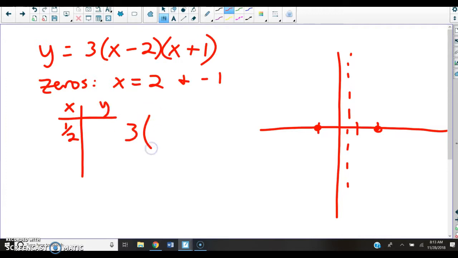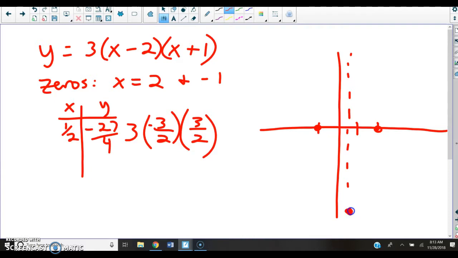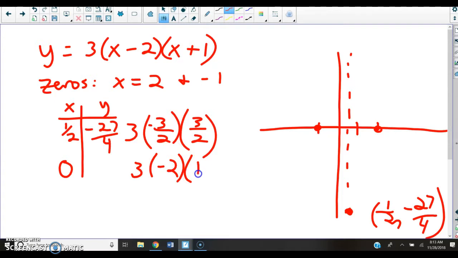So then when we put 1/2 in for x, we had 3 times negative 3 halves and positive 3 halves. So we're going to have negative 27 over 4, not quite negative 7. I'll just put it down here so we can keep going: 1/2, negative 27 over 4. Then if I put in 0, I would have 3 times negative 2 times positive 1, and that would be a negative 6.